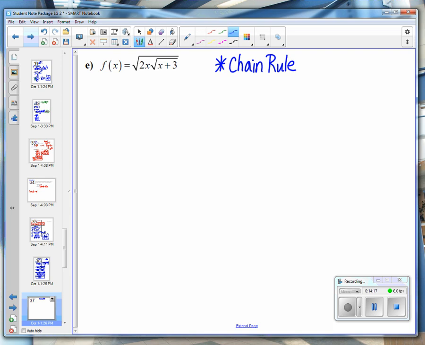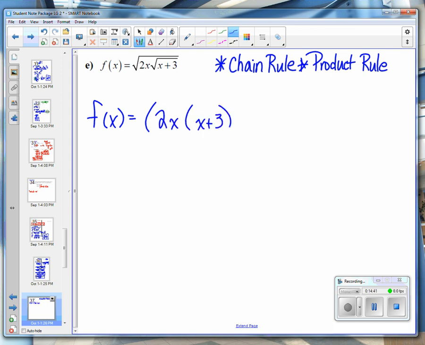And hopefully you might also see the product rule as well, because we are multiplying these guys together. So a couple steps here. Let's first of all get rid of these radicals. So I've got f of x is equal to 2x, x plus 3, that guy's to the power of a half, and that guy's to the power of a half.